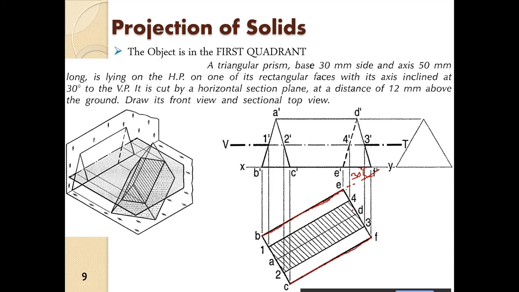This is the second step: the top view of the prism. First let us forget that there is a plane. We incline it at 30°. The axis of the prism is 50 mm and the base is 30 mm, as already given, and at the center we have the edge over here, at the right of the center. So we draw this prism over here.